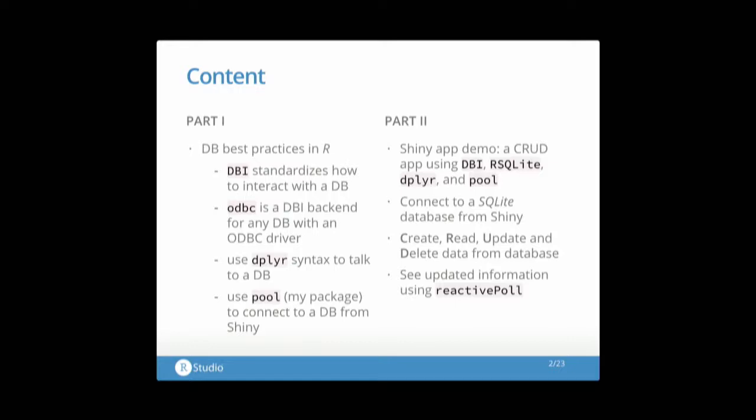But part two of the talk is I'm going to try to spend a few minutes on a Shiny app demo that I've created for this talk. It's a CRUD app, so it means that you can create, read, update, and delete data from a database, all from within a Shiny app, all from within R. In this case, I chose a SQLite database, which is local and really fast and doesn't require internet.